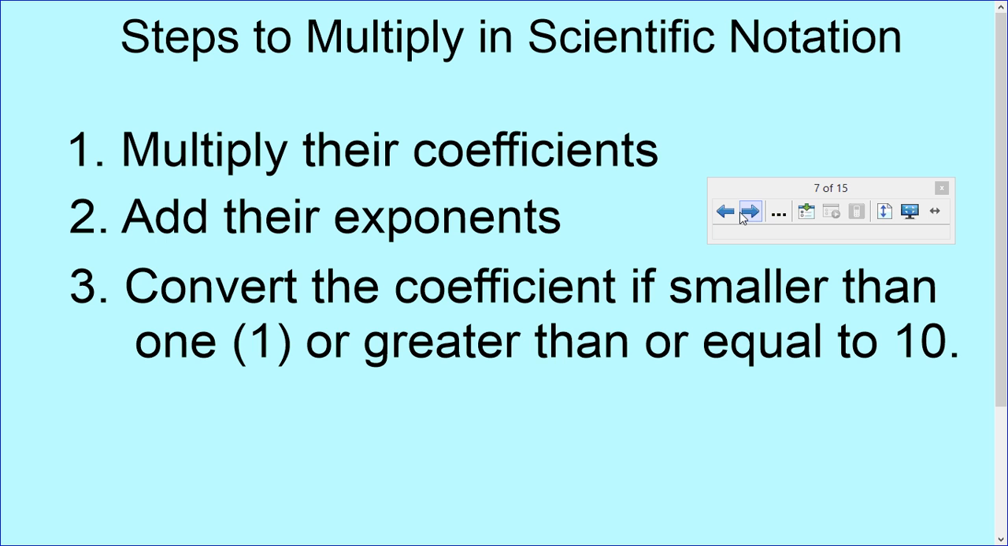The steps in multiplying in scientific notation: step 1, multiply their coefficients. Step 2, add their exponents. Step 3, convert the coefficient if the coefficient is smaller than 1 or greater than or equal to 10. So we're going to see what that means when we demonstrate in our first problem.